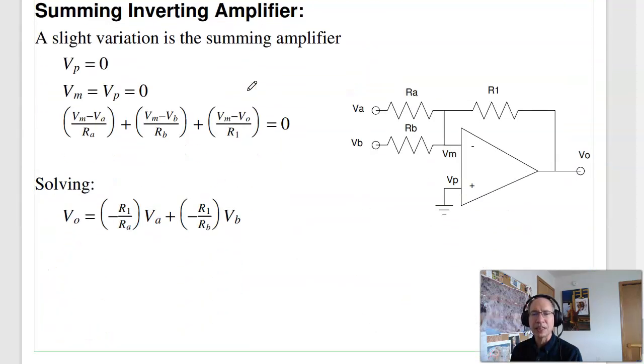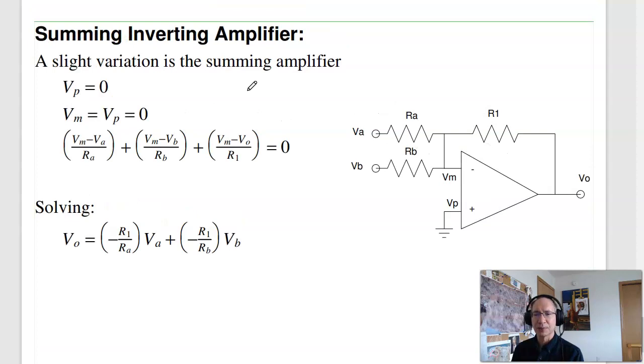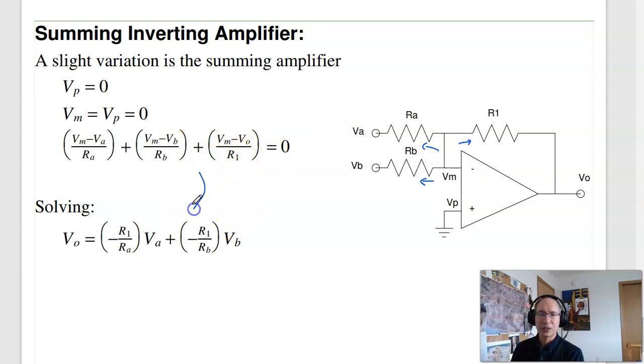Variation on that, the summing inverting amplifier. Again, what I can do is write the node equations. V plus equals 0, V minus equals V plus, and this current plus that current equals 0. Gives you 3 equations, 3 unknowns, solve, and a little bit of time later, I'll get this. Another way to solve that is to notice that V plus equals 0, therefore V minus is 0 volts.